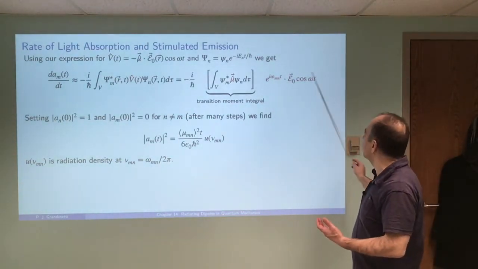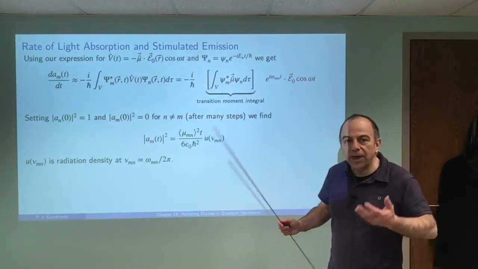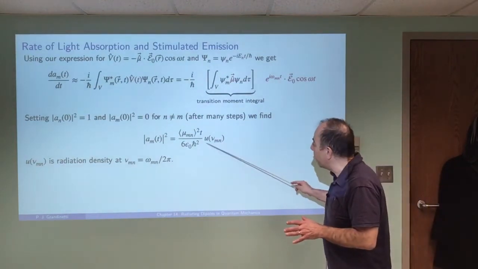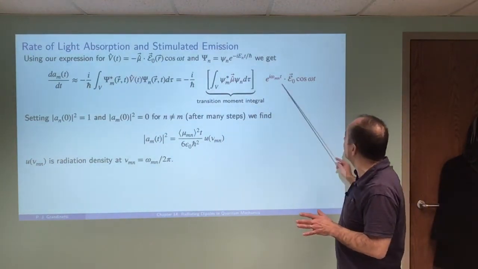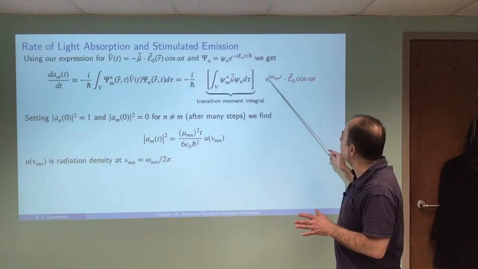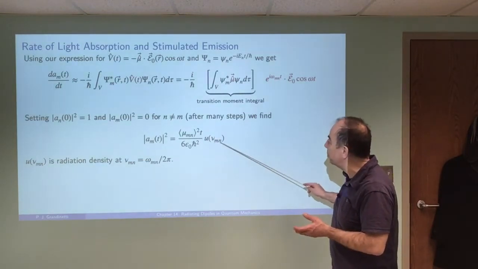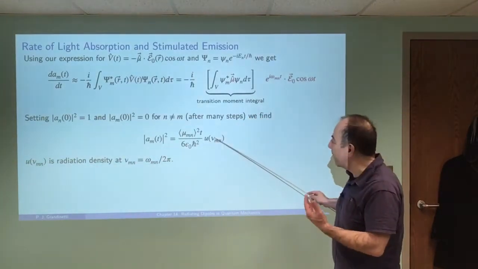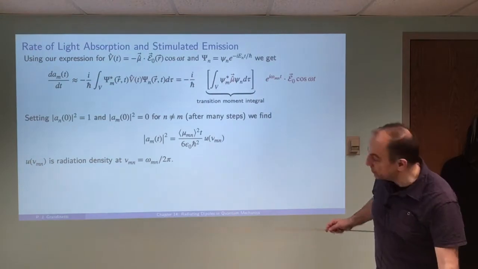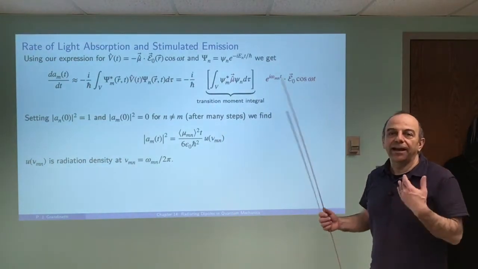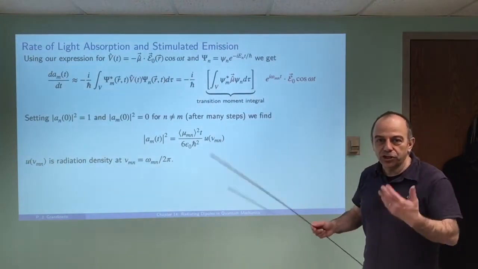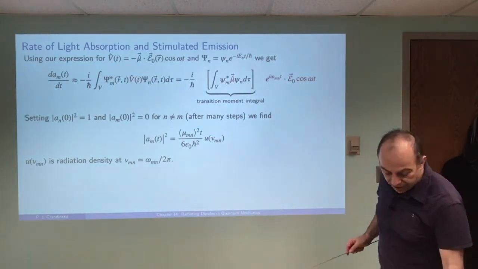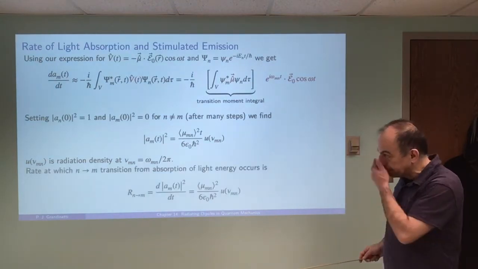So even though we use this sort of single frequency here, we assume that there may be many frequencies of light shining on our sample. What is most important is the light that has the frequency omega_mn, or in this case nu_mn, which is the radiation density. So this is the radiation density, the amount of light at that particular frequency. That's something you could get, for example, if you had a black body light source, and you could just use Planck's black body expression to get the value for that U at that particular frequency.